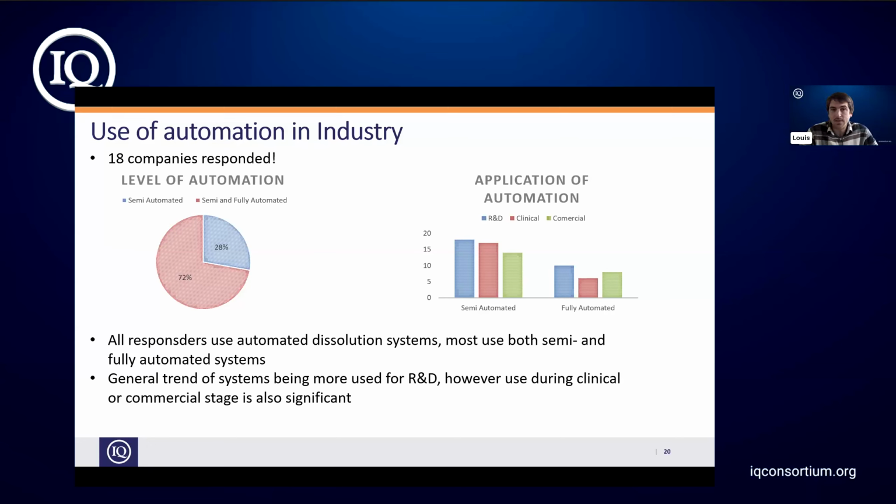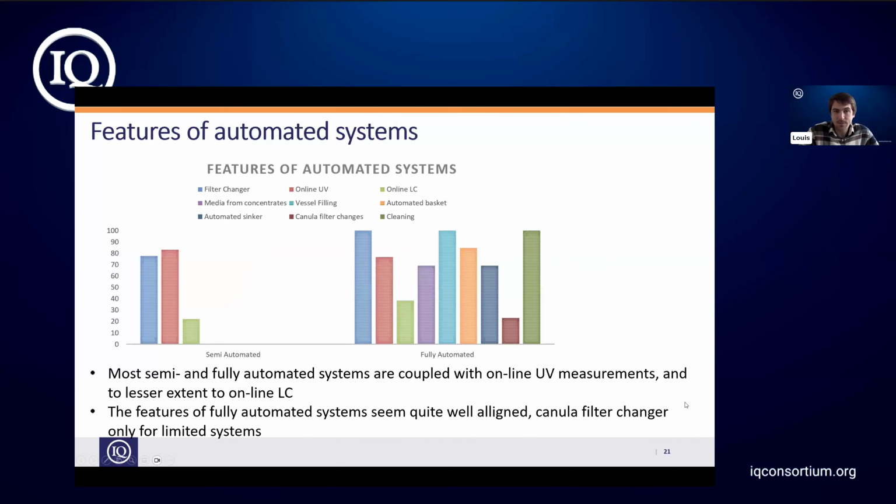So potentially there's even companies using it more towards commercial than for R&D or clinical. So you can move to the next slide, please. So then we asked some questions more focusing on the features of the automated system.